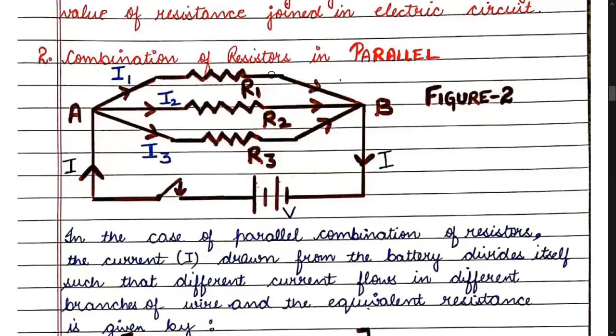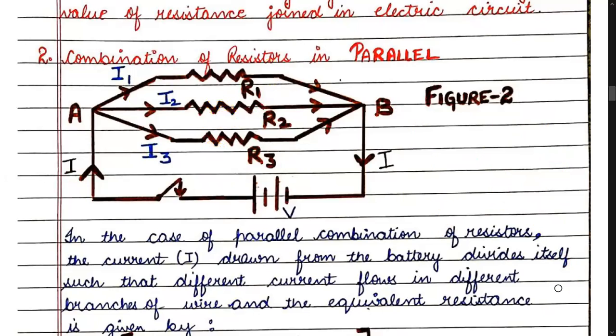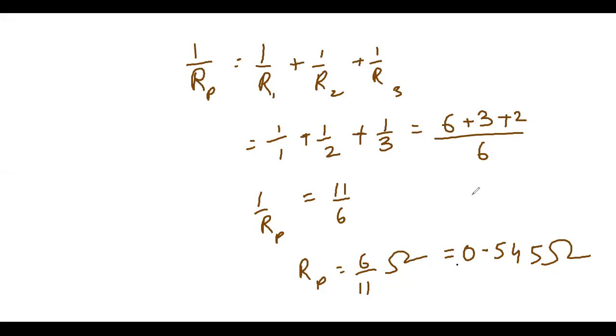So students, here you take R1 as 1 ohm, R2 as 2 ohm, R3 as 3 ohm, and then find 1 by Rp, that will be equal to 1 by 1 plus 1 by 2 plus 1 by 3. And then take LCM, that will be 6 in this case. So if we take the LCM as 6, the numerator will come 6 plus 3 plus 2, and 1 by Rp will be equal to 11 upon 6.